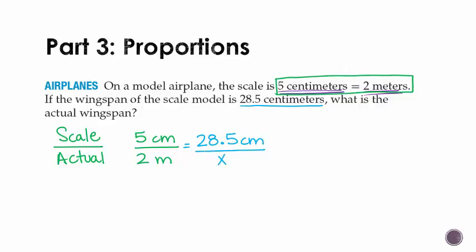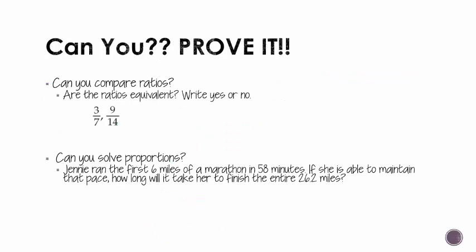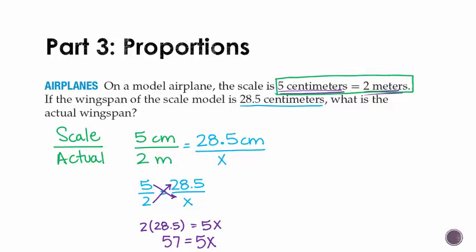So if I don't know something, I'm going to make it a letter. So you can skip the units in here. And this is what we're trying to solve. And now it looks like just the other problems we were doing. So find your cross products. 2 times 28.5 equals 5 times x. 28.5 is going to give me 57 times 5x.